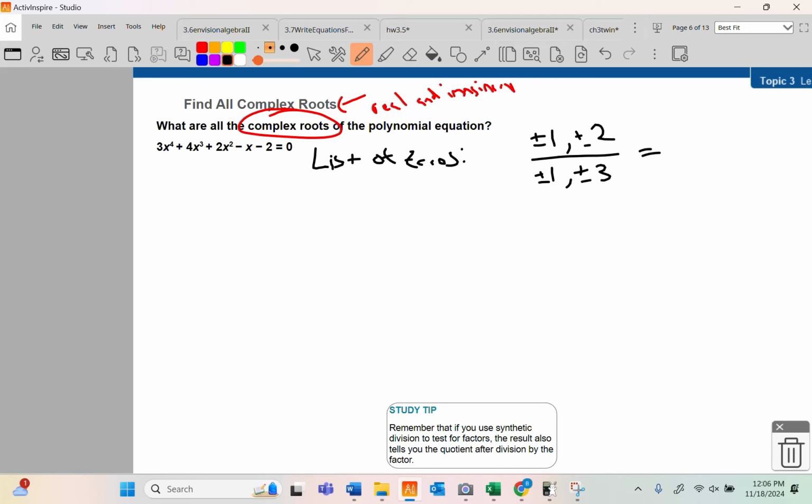If you take 1 and 2 and you divide them by 1, you get them back, don't you? Plus or minus 1, plus or minus 2. You divide them by 3. I hope that you realize that you get 1/3 and 2/3 back. These are 8 potential answers. Now that guy is x to the 4th. How many answers will it actually have? 4.